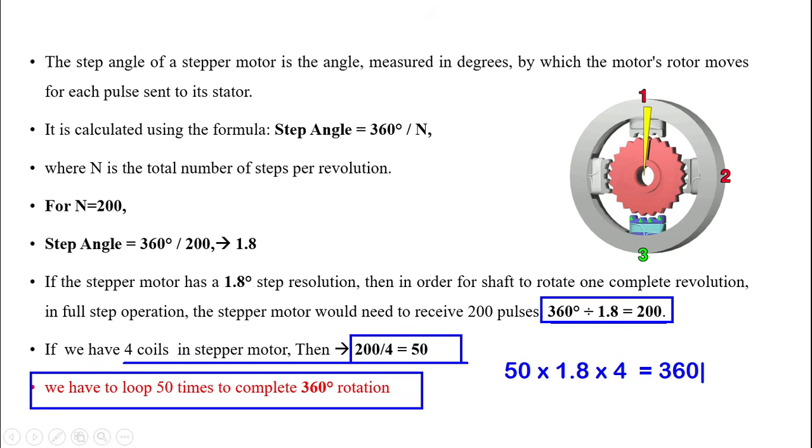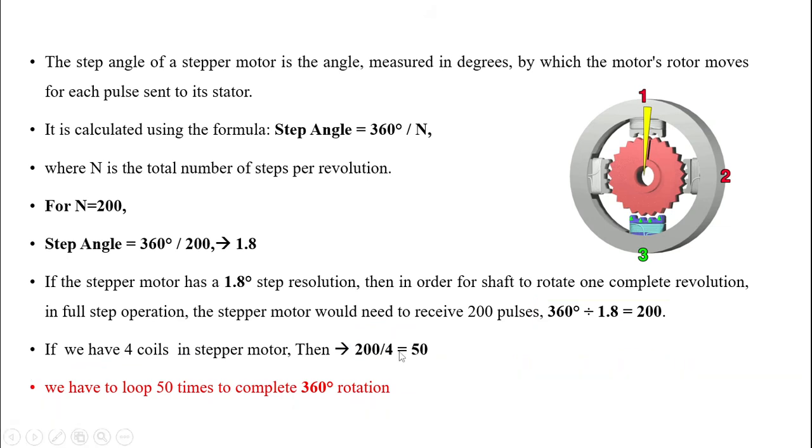If you want to rotate the stepper motor 360 degrees, to complete one cycle, we have to rotate 200 times. But if you have a number of coils, that also we have to account for, so we have to divide. 200 divided by 4 is nothing but 50. So that means 50 loops into 4 coils into 1.8 degrees to get a 360 degree rotation. So this much theory is required to go to the programming. Let us jump to the programming.